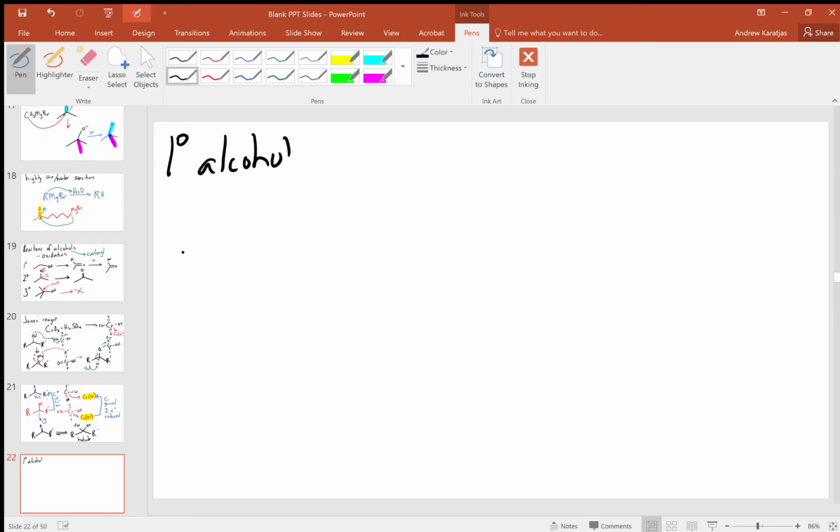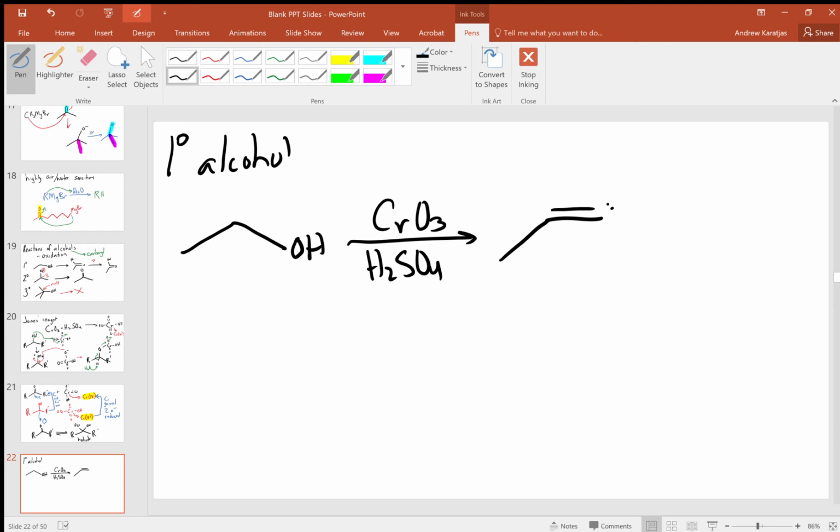So I'm not going to walk through the mechanism here because it's the exact same mechanism that we just did for the secondary alcohol. But a primary alcohol gets oxidized to the aldehyde. We then have, again, this very strong equilibrium that favors the carbonyl, but does exist to give us the hydrate.